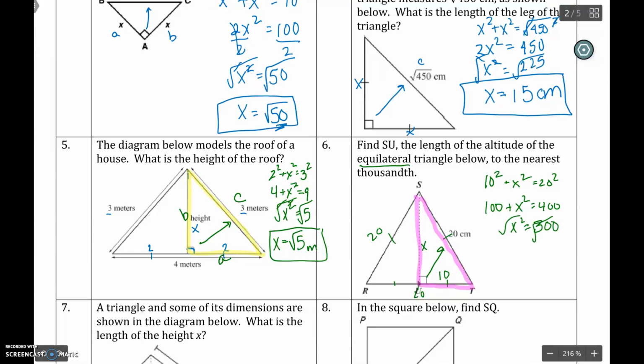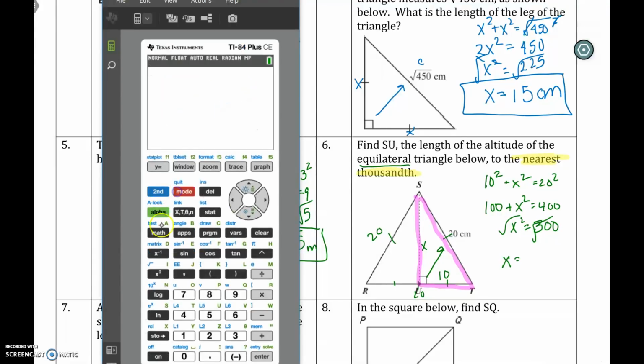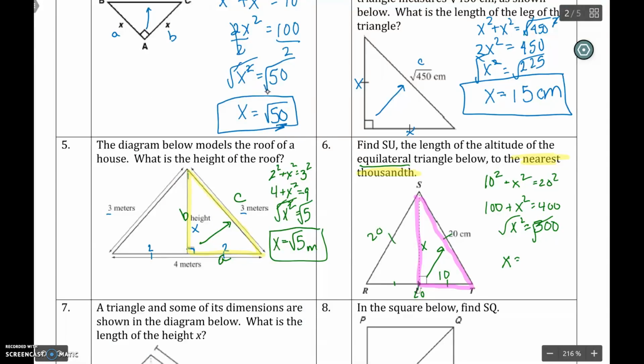And then when you square root, that doesn't work out evenly, but this time they're saying to the nearest thousandths. So if we put the square root of 300 into the calculator, it would be 17.320, which means that it would be 17.32.